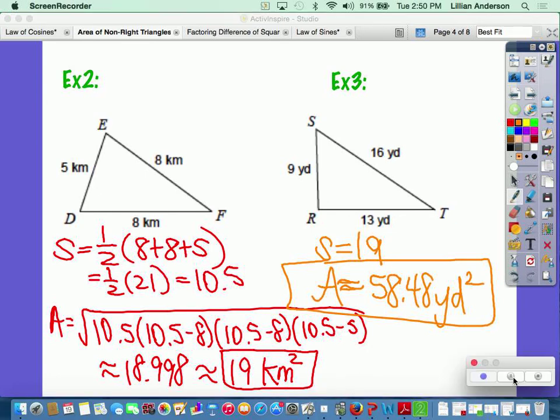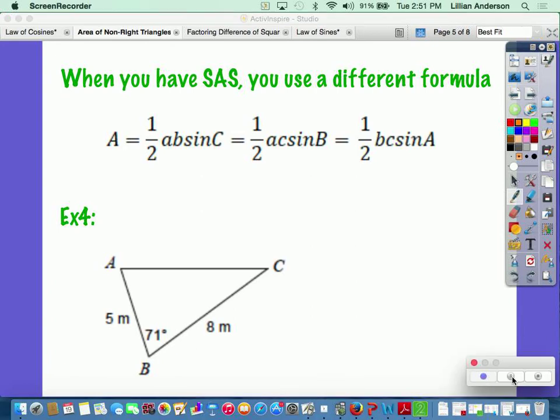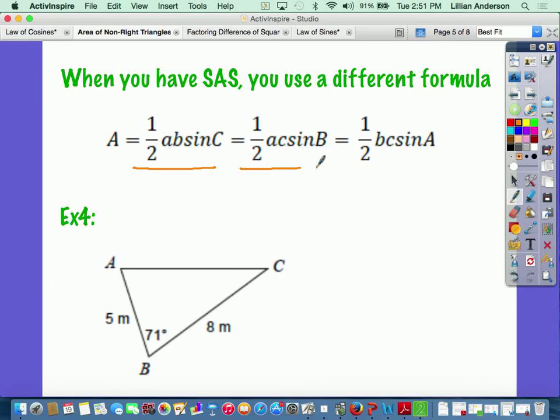So you use Heron's formula when you have all three sides. But then there was the side-angle-side situation. If you thought Heron's formula was easy, this one's even easier. This one doesn't have a name, because it's the one that's used honestly the most often, even more than one half base times height. This is how you find the area of a triangle when you're given two sides and an included angle. Now before you get confused, these are the same formula.